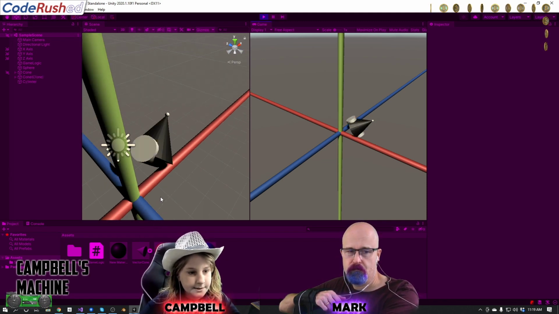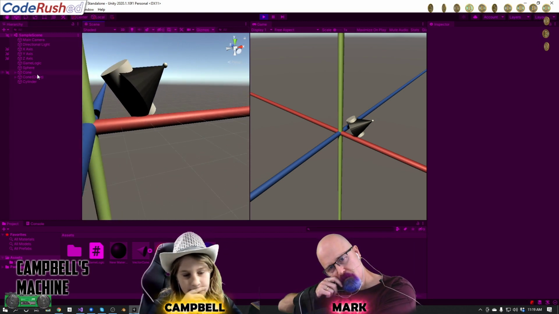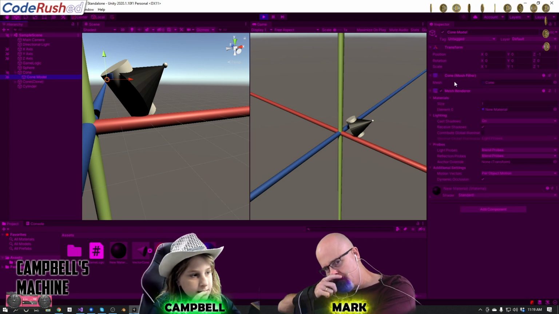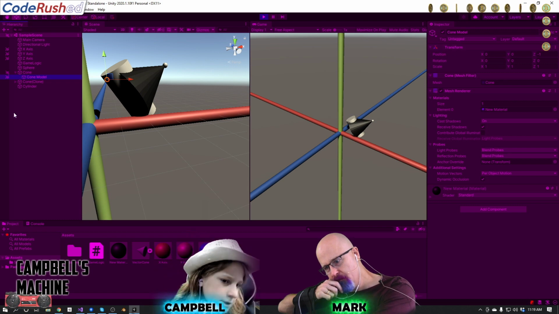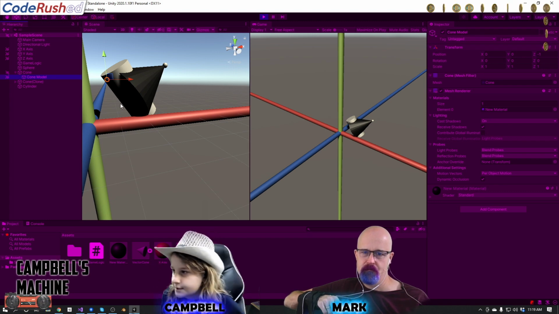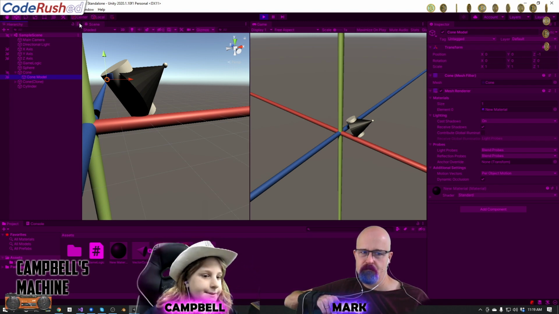Oh, space. Why is it? Did we rotate the cone? It's 90 degrees off. Isn't that weird? Oh, we rotated in Blender, didn't we? We tried at least.